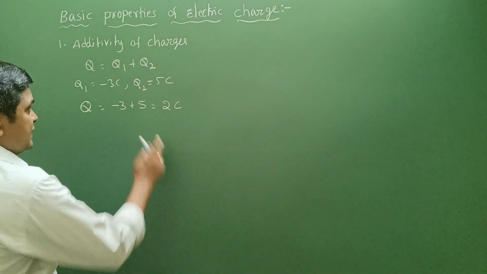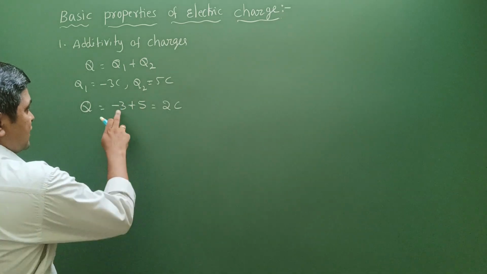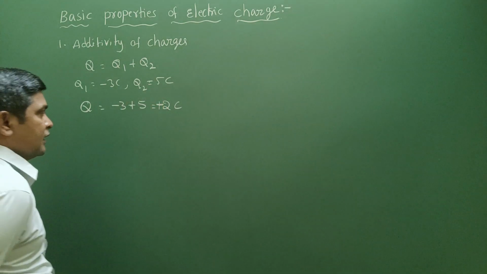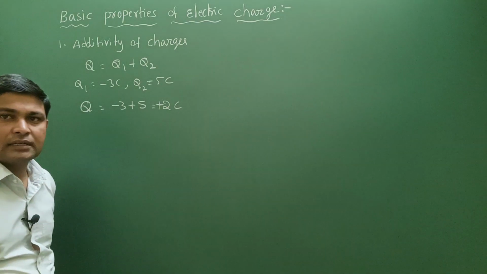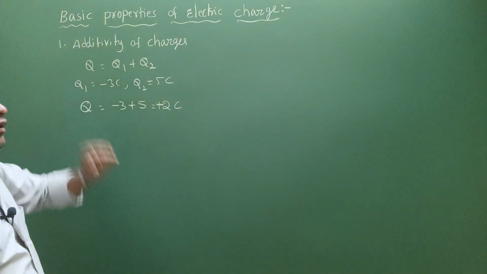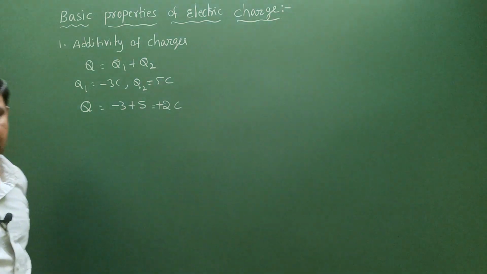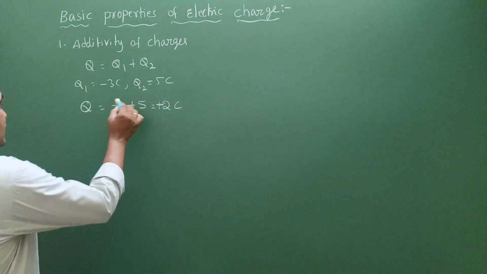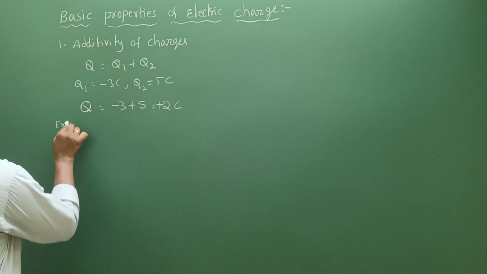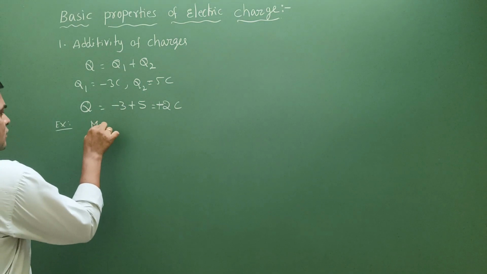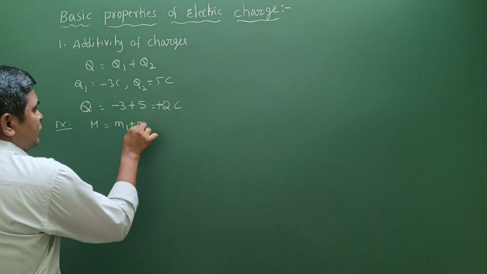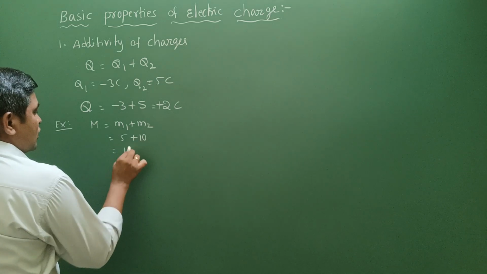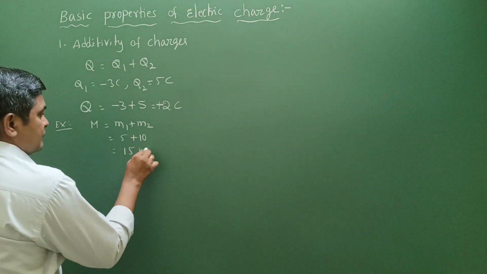Is it a positive charge or negative charge? Because the higher sign convention is positive, you are going to take Q as a positive charge. That is additivity of charges. Simply we are adding, right? So that is very similar to the mass example. In that case also, total mass equals m1 plus m2. If that is 5 kg and 10 kg, total mass you are going to write as 15 kg.